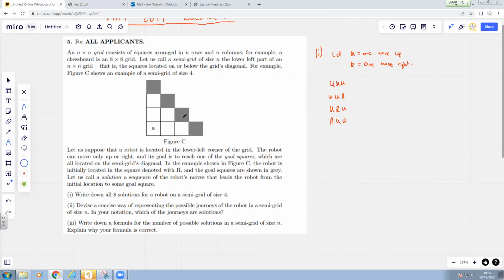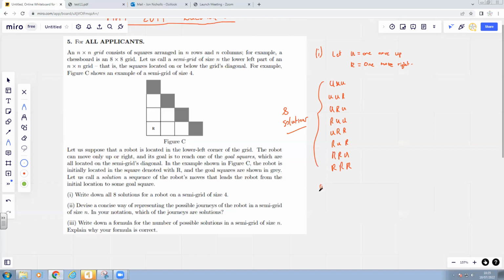You could also go two rights and an up in any order. Let's put the two R's at the end first: up, right, right; then right, up, right; and right, right, up. And lastly, you could go three rights to end up on the square on the right. And sure enough, we've got eight solutions. What I was pleased about when I checked my answer at the end was they used exactly the same notation as me. That's always reassuring, we've used the same sensible notation.